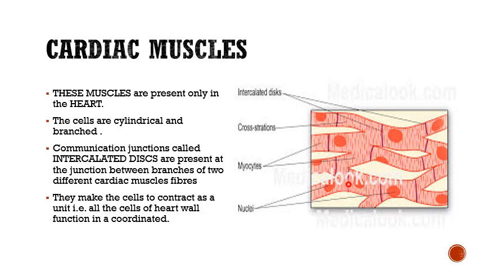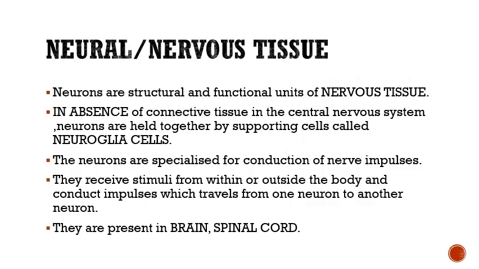So these three are the types of muscles: striated muscle, smooth muscle, and cardiac muscle. The difference between them, along with the diagram, is a very important question.